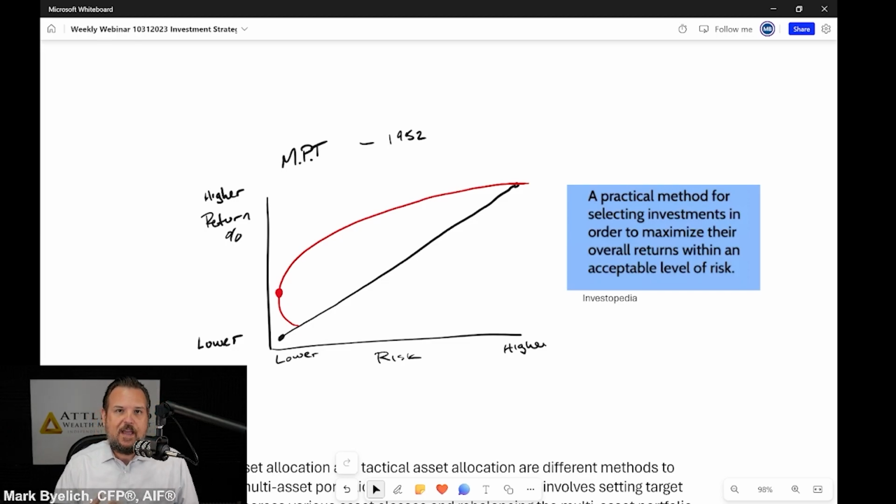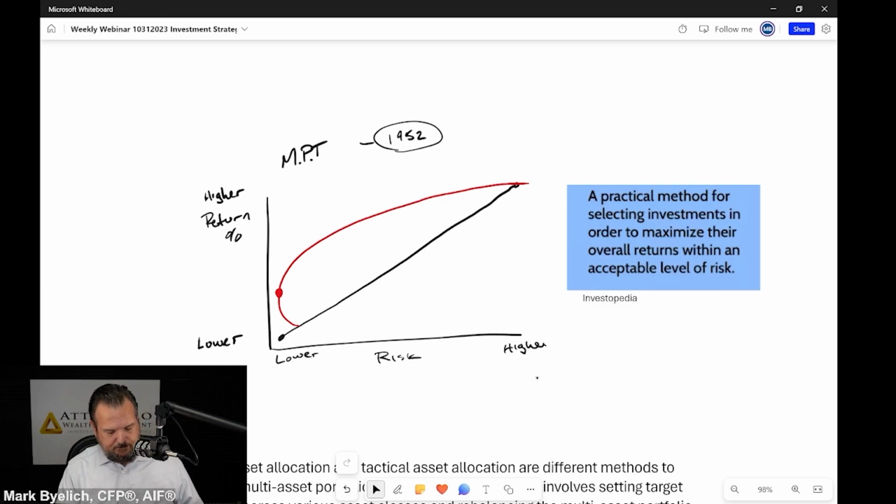So first of all, how do we get there? We base this on modern portfolio theory, and I listed here, that was introduced in 1952. Harry Markowitz was the fellow who wrote a research paper about this, and he then won a Nobel Prize. And basically it says for a given amount of risk, you get a certain amount of return.